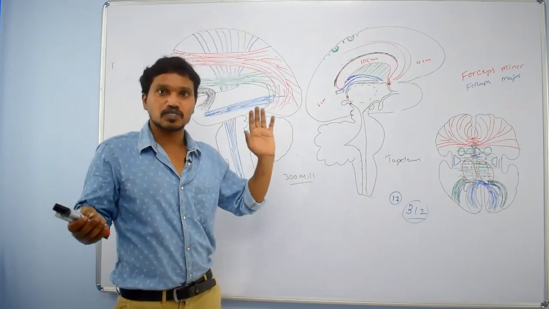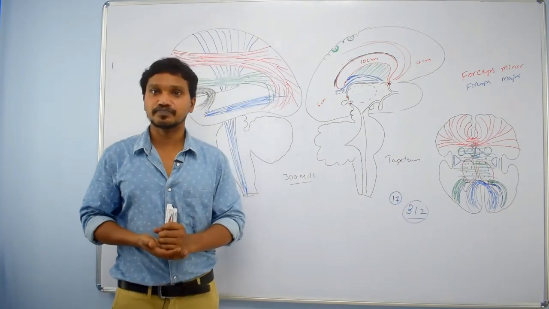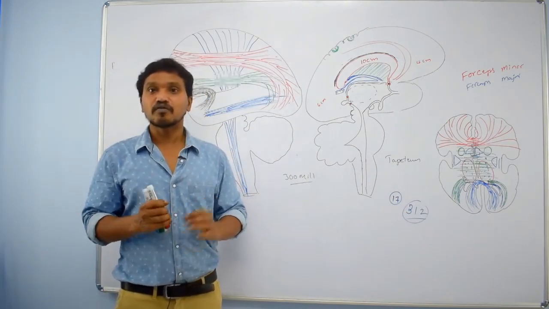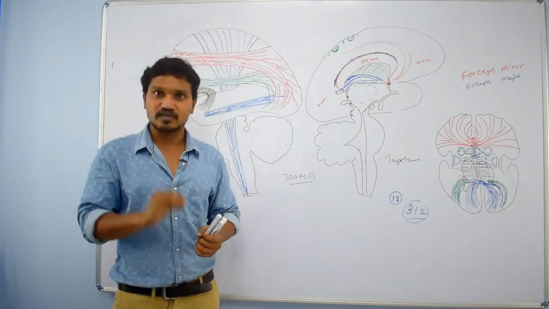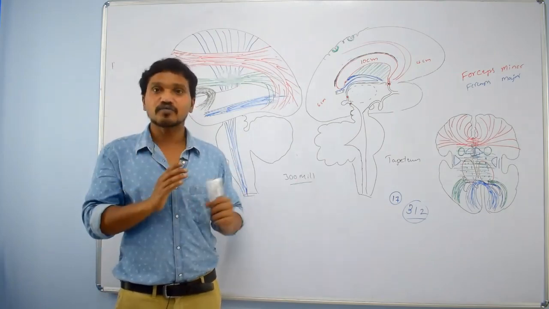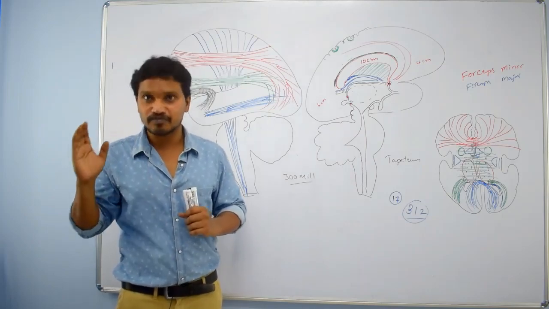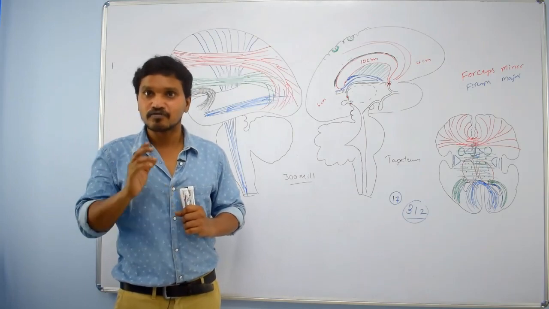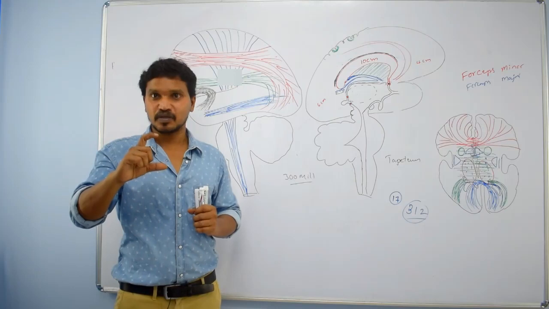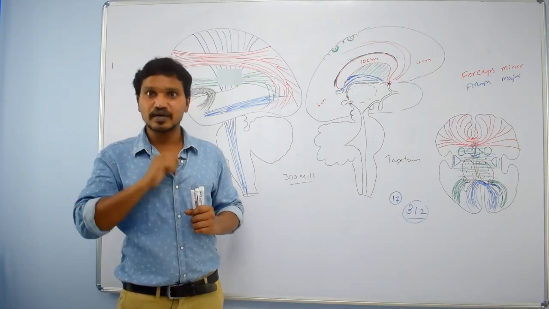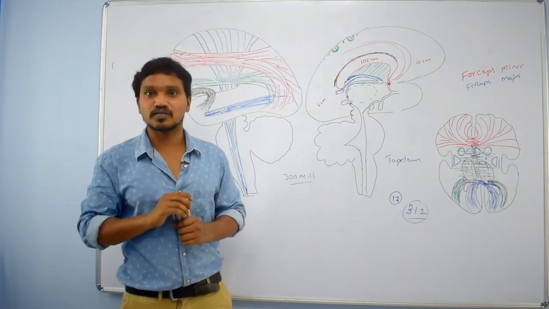So that is about the different fibers which are connecting the cerebral hemispheres, that means one cerebral hemisphere to another. Now we will see the applied importance. Before going to applied importance, first we will see the function of the corpus callosum. The function of the corpus callosum is interhemispheric transfer of information, which is essential for the bilateral response.